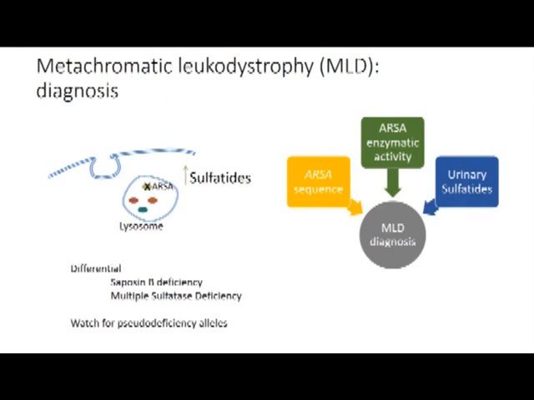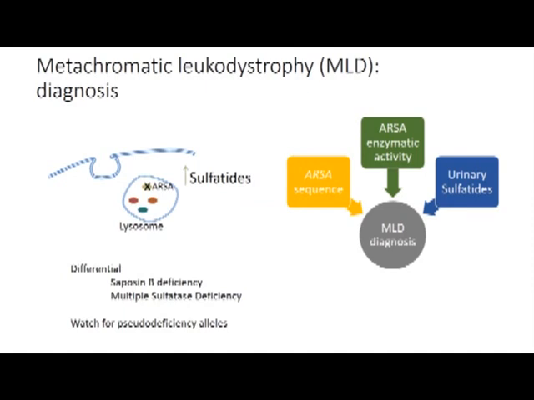Because MLD is a disorder of enzyme deficiency, the mainstay for diagnostic testing is the ARSA enzymatic activity, which is typically measured through a lysosomal enzyme panel. I consider a companion test to be urinary sulfatides. In metachromatic leukodystrophy, the enzyme activity is low, and urinary sulfatides, which are the normal target for ARSA activity, become increased.